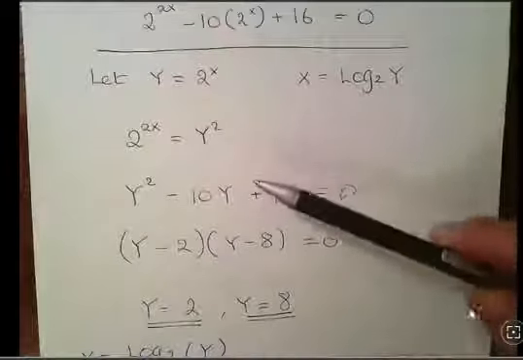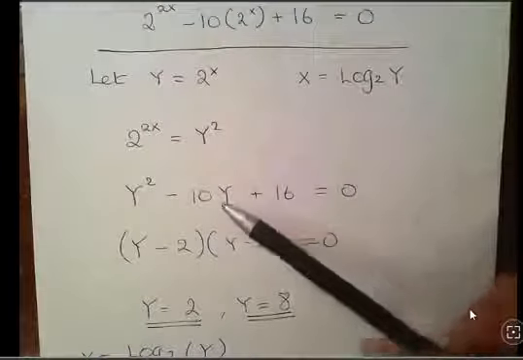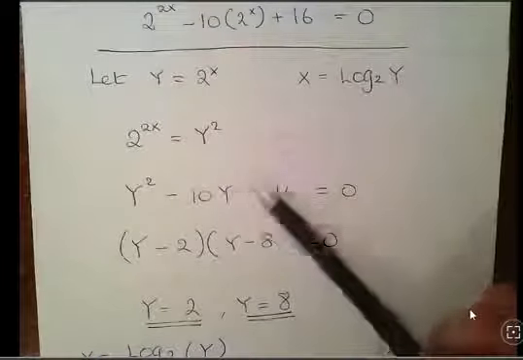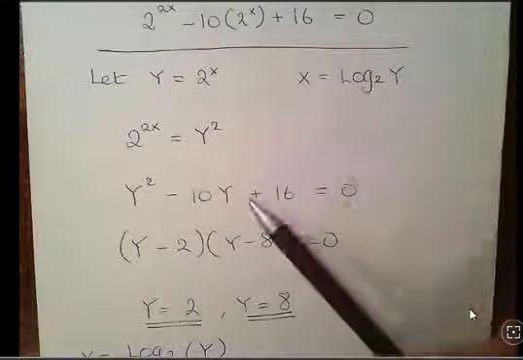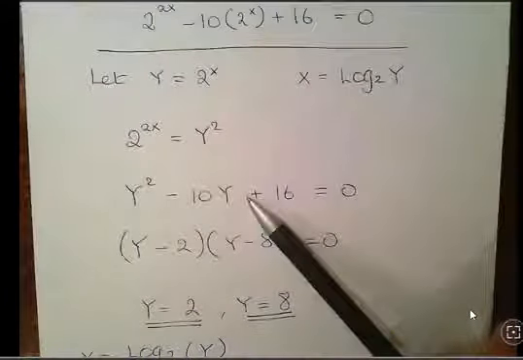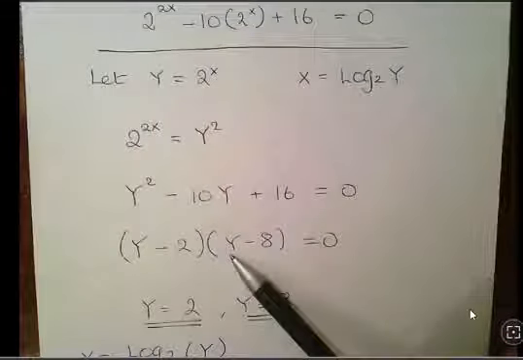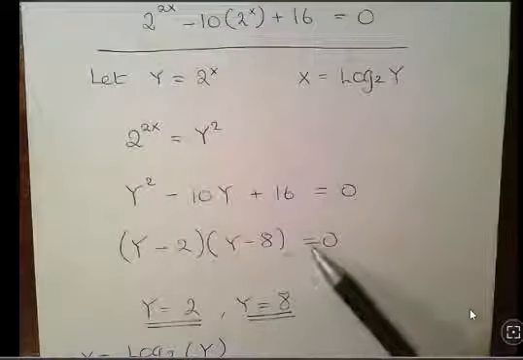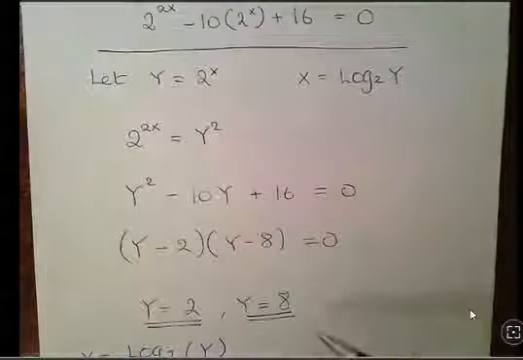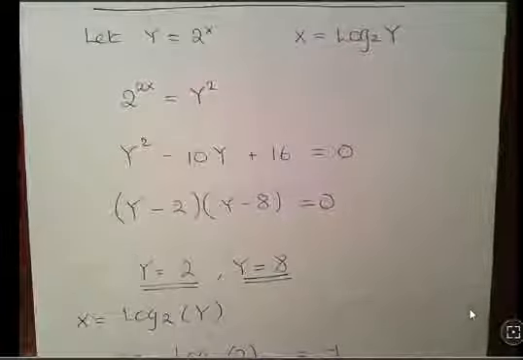So what we're going to do here is re-express the equation we have above as follows: y squared minus 10y plus 16 equal to 0. When we factorize that, we get y minus 2 times y minus 8 equal to 0. So therefore y is equal to 2, or y is equal to 8.